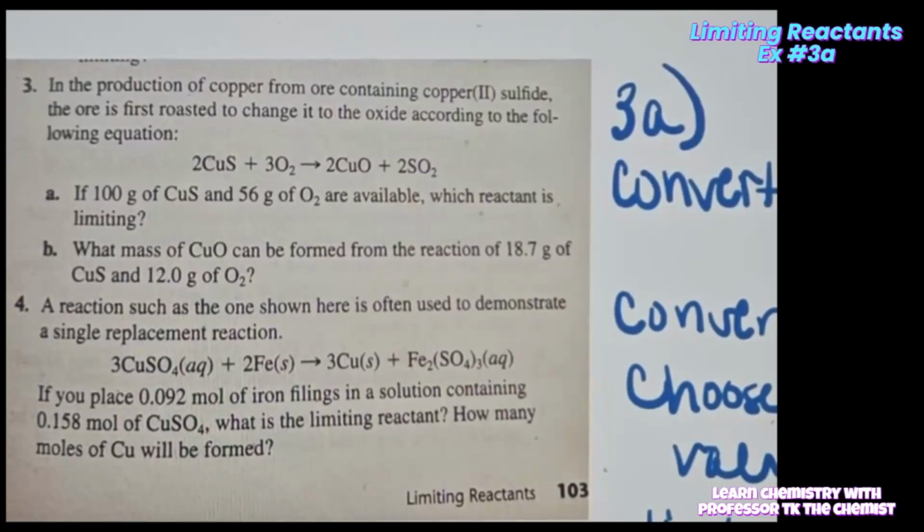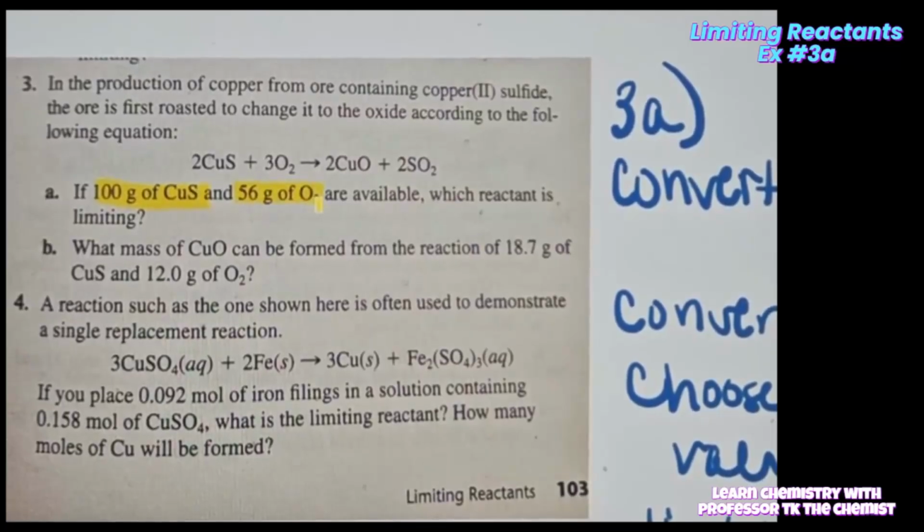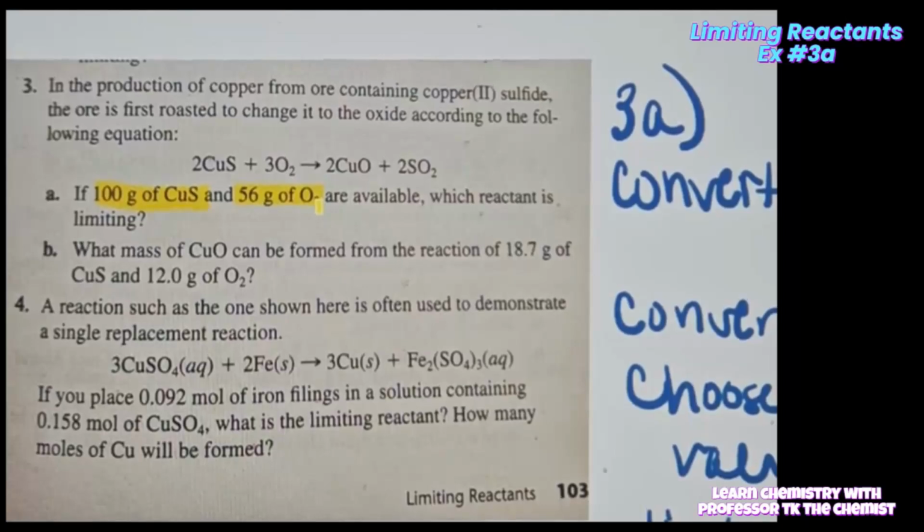Now, what you don't want to do is go by the smallest number in grams, okay? That's going to steer you wrong. The only way that you're able to find the limiting reactant is by converting it to the moles. That's the only way, okay? That is the only way.